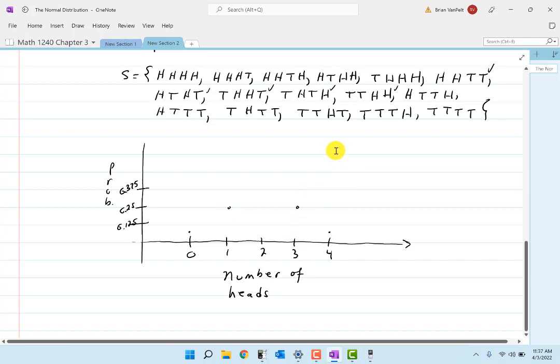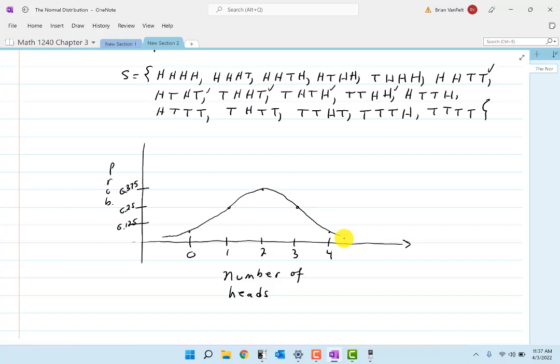And then finally, how many heads? 2 heads. That's 6 out of 16, which is 3 out of 8. That's 0.375, so it has a dot right in the middle. And I'm going to draw this picture and see if you can see it happening. Now, in our textbook, we go a little farther than that, so let me grab a picture out of there.